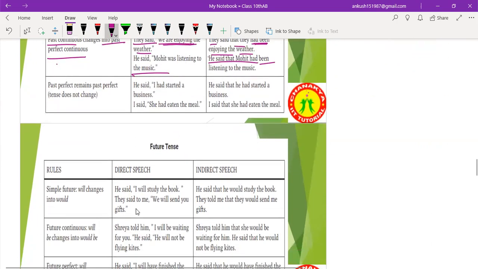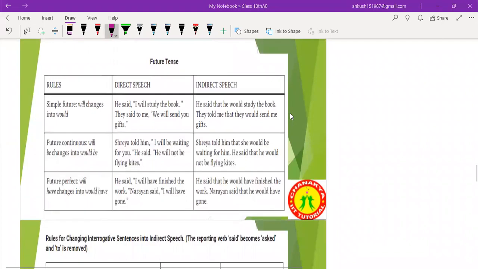Past perfect remains past perfect. Here there are no changes in the past perfect tense. He said, "I had started a business." He said that he had started the business. It is written only for tense, not for other changes. You have to make other changes as it is, right? Means the pronoun changes, the statement changes, okay, but the tense is not changed. Tense would not be changed if it is written in the past perfect tense. So past perfect remains as it is there. Got it? Yes, yes, sir.